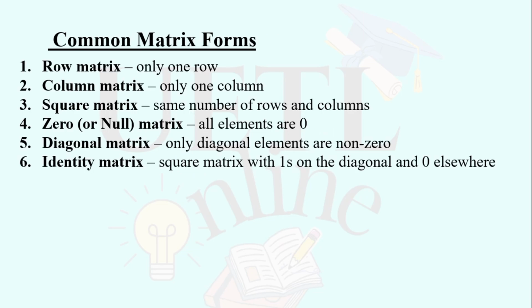And now let's talk about types of matrix. So we can say there are common forms of matrix. There are many forms of matrix, but we are just going to talk about the common ones. We're going to see other types as we go on. Now let's talk about the common matrices.